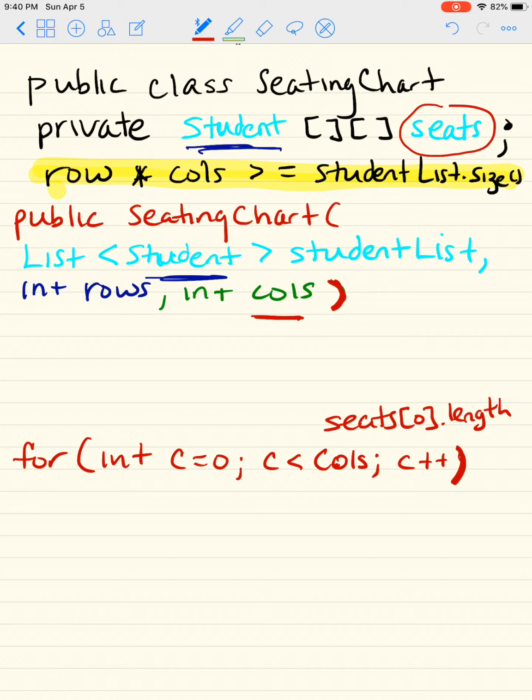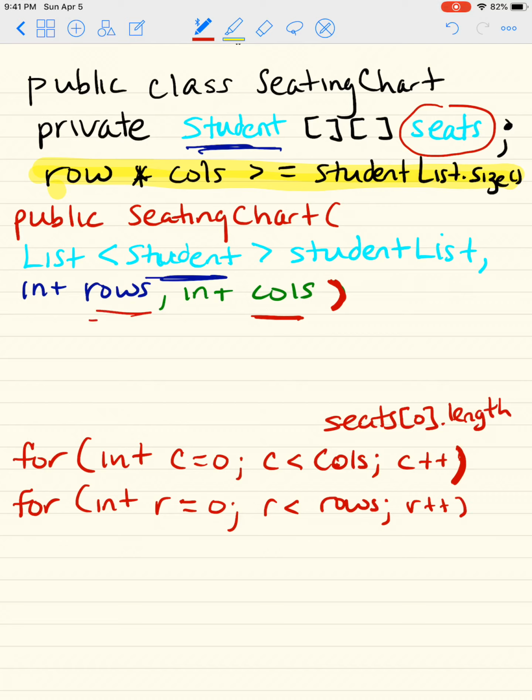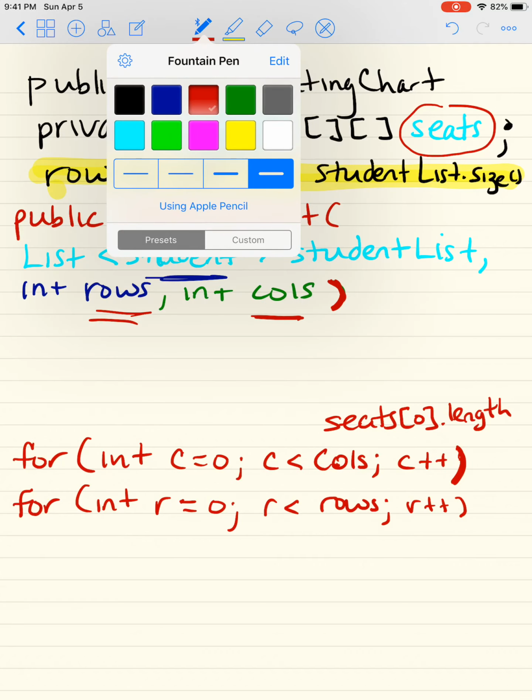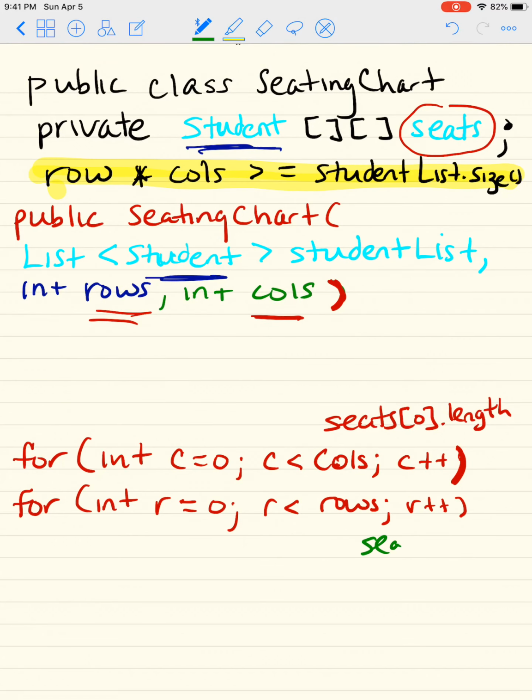The next thing we want to do is put our second for loop, which is int r equals 0, r is less than rows, r++, or once again, if you wanted to, you can just call this guy, let's use a different color, seats.length. So we put those two in.